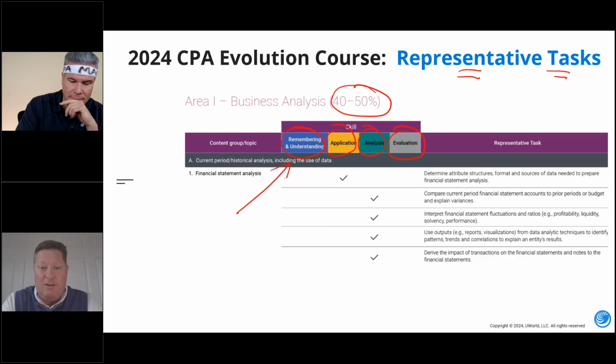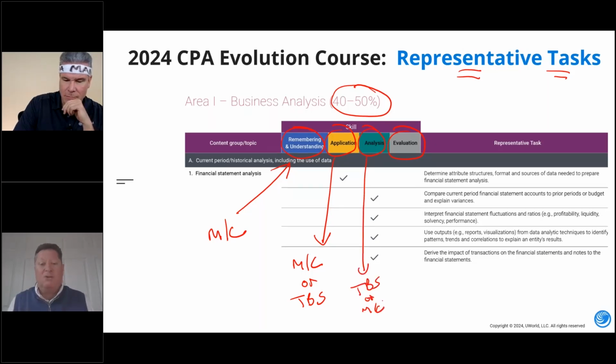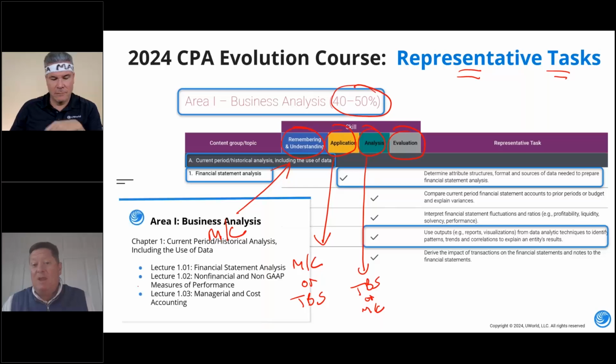So as highlighted, it could be remembering and understanding. That's going to be a multiple choice question. Could be an application or an analysis question. Could be a multiple choice or possibly task-based simulation. So as you go through the UWorld program, you're going to see complete transparency to what's on the exam and the specific skill level and these representative tasks. So you'll see them delineated from every single lecture.